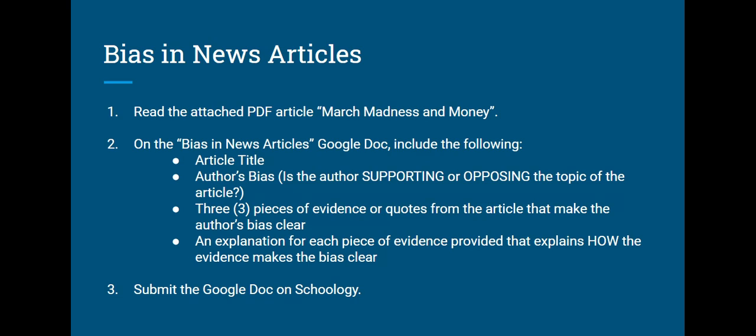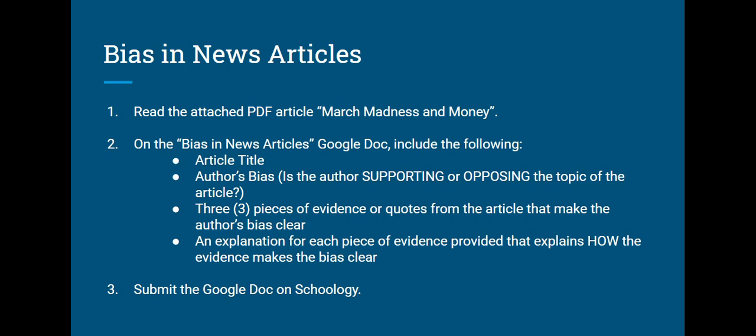All right, so we're going to look at a particular news article and analyze the bias within it. On Schoology, in the week of 5-4 folder, you're going to find a PDF that says March Madness and Money. It's all about the money behind the big March Madness tournament every year. You're going to read through that article.